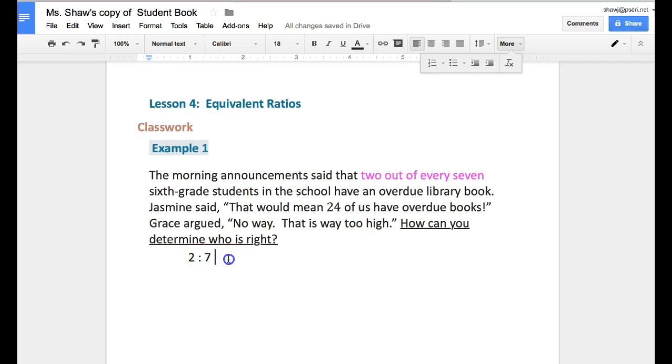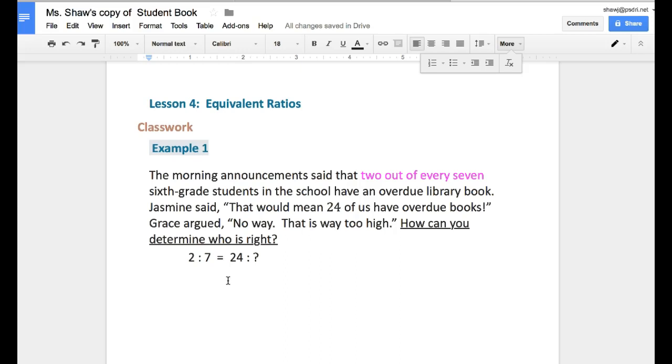That makes sense. Okay, so since we're trying to find equivalent ratios, we need to find a ratio that is equal to that and see if we have it in here. Jasmine said that would mean 24 of us have overdue books. Well, I think the 24 here fits as part of our possibly equivalent ratio, because Grace said that was not correct. If this does end up being correct, then we would have another number here that would fit, and this would be equal to these numbers. Now, the question is, are these equal, and do we know what that number is? Let's see if we can figure that out.